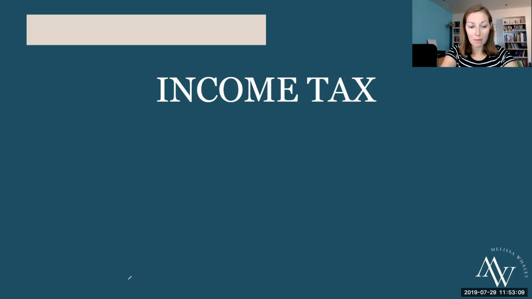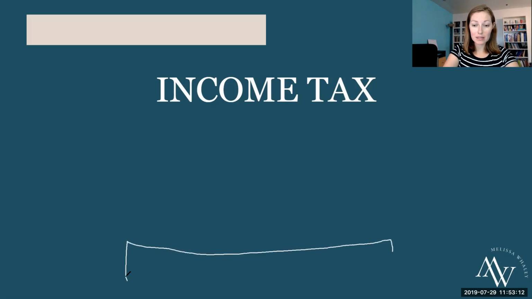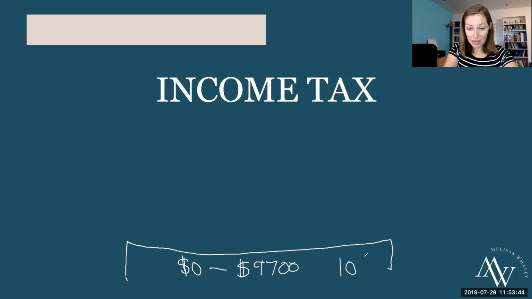If you think of a pyramid, we've got the base layer here. And I'm going to write in the tax brackets for a single person, so unmarried. So if you're single, this is what your tax bracket would look like. Anything between $0 and $9,700 is going to be taxed at 10%. So the bottom layer of this cake or pyramid is 10%.